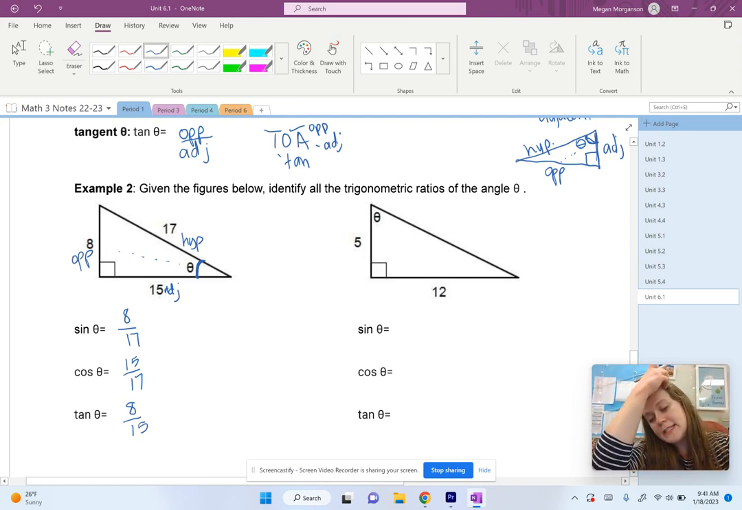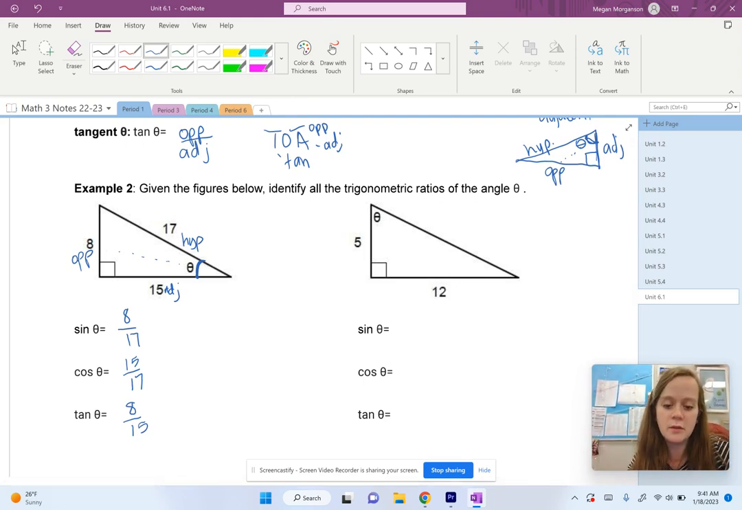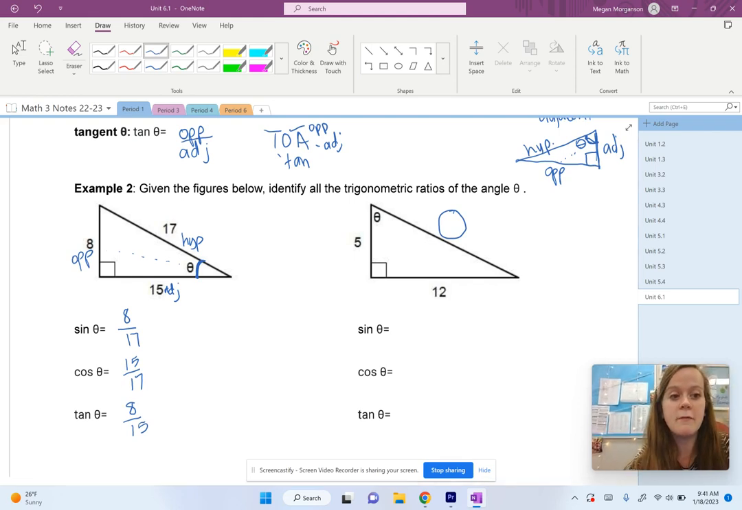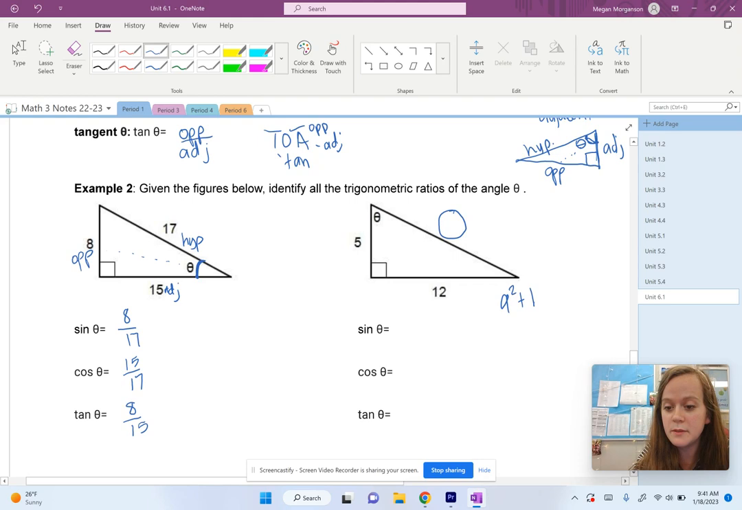Now let's move over to the second example here on example 2. You may notice we are missing something right here. We don't know what the hypotenuse is. So we need to use the Pythagorean theorem to find the hypotenuse. Let's do that first part. Remember Pythagorean theorem, a squared plus b squared equals c squared. C squared is the hypotenuse. That's what we need to find. So a and b are 5 and 12. Let's plug those in.